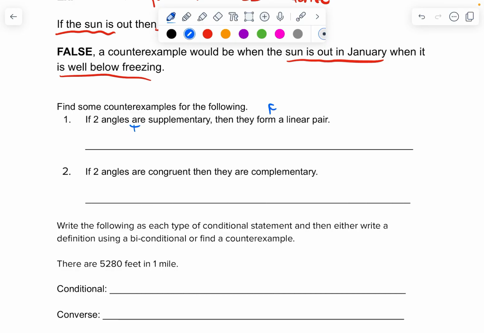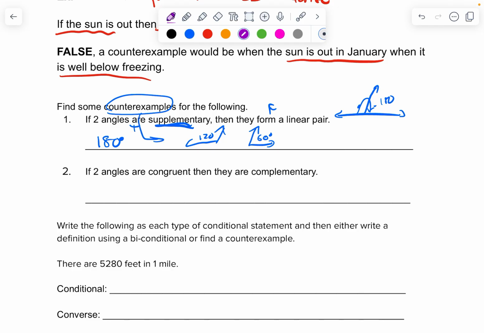Counterexample means the first part is still true, but the second part is false. So, two angles are supplementary. Supplementary means adds up to 180 degrees. They form a linear pair. A linear pair looks like this: two angles that share a side, that together make a line. Technically a linear pair is supplementary, but there are other ways to have supplementary angles that are not a linear pair. So this would be considered a counterexample.